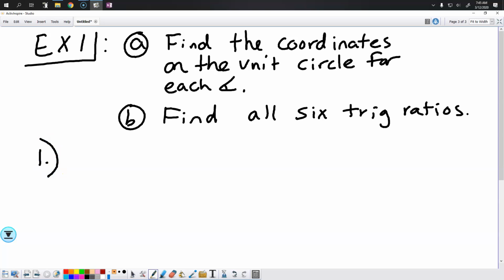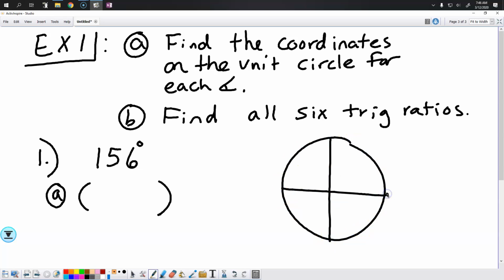So I'm going to make up an angle here. It's going to be a random weird angle, not one of our special ones. Let's say 156. So I'm going to do part A first. Now part A, we want to find the coordinates. You don't have to draw the picture, but I'm going to do this just to help you guys out. A 156 degree angle would be right about here, like that. Okay? So, we want to know what are the coordinates for that point.